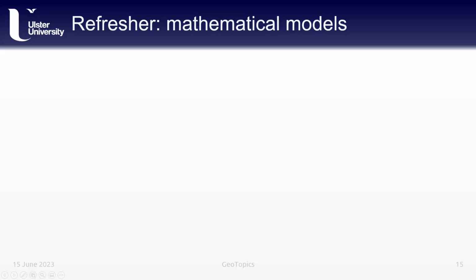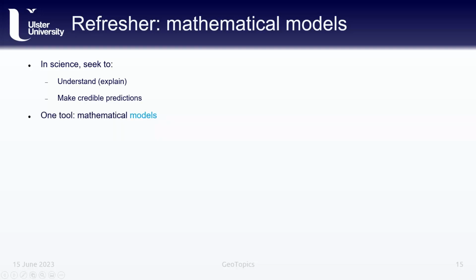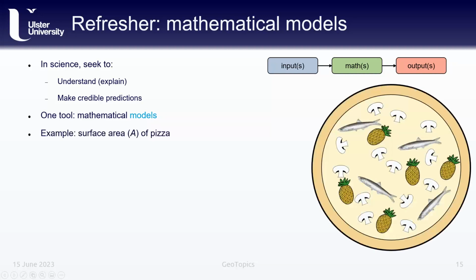So we'll very briefly run through this because I know everyone loves math. But in science, one of the things that we're really trying to do is understand the world around us, explain how it works, and also make credible predictions. And one of the big tools that we use for this is a mathematical model. So we take some kind of input, we do some kind of math or maths on it, and we get some kind of output. So we'll look at a very simple example here, the surface area of a pizza.